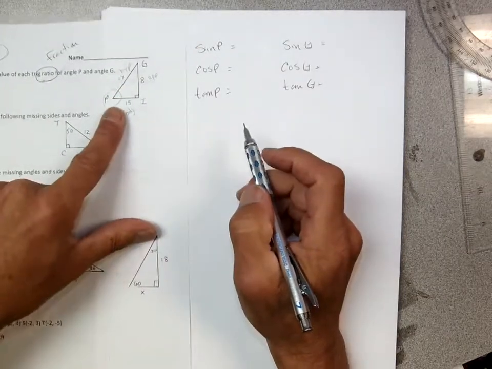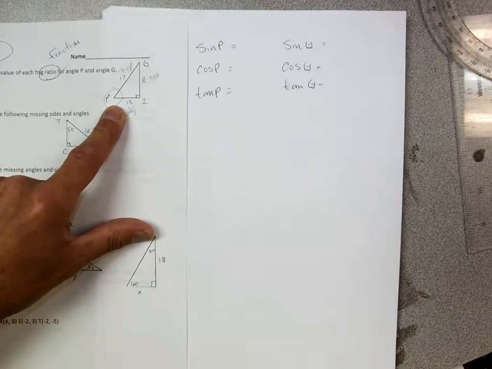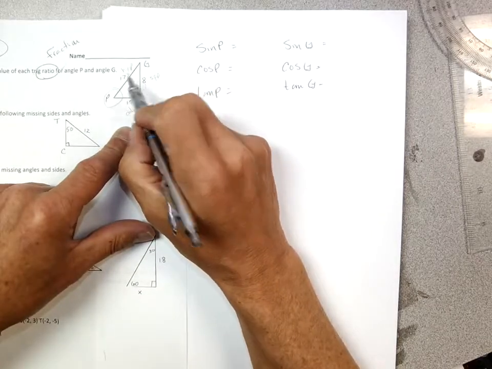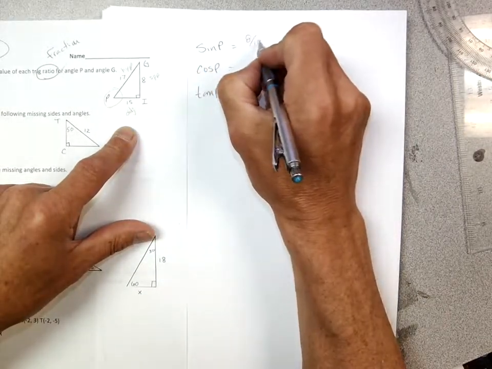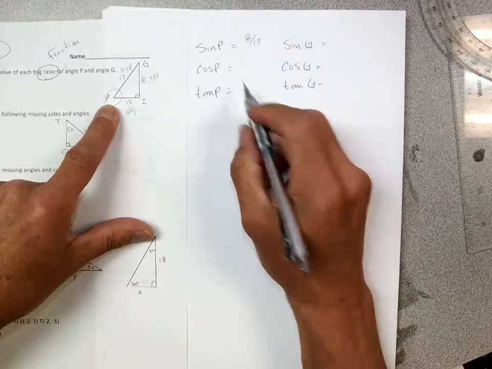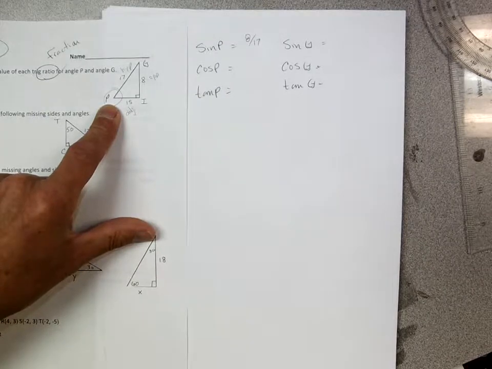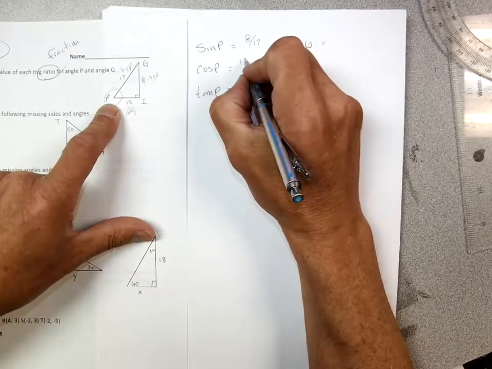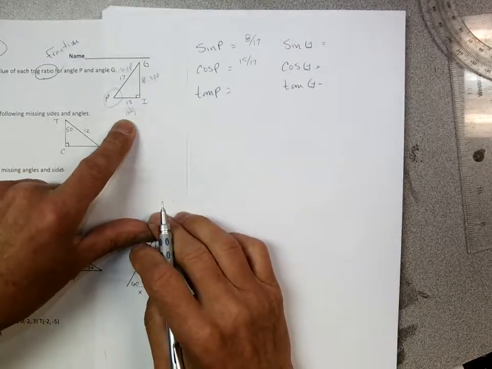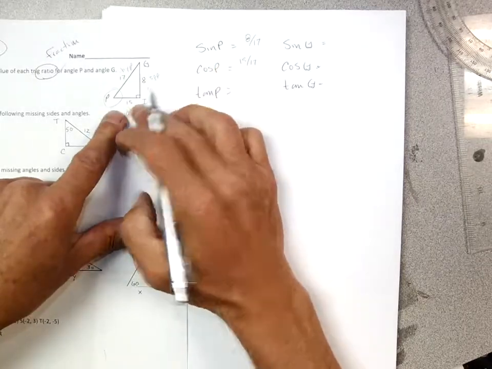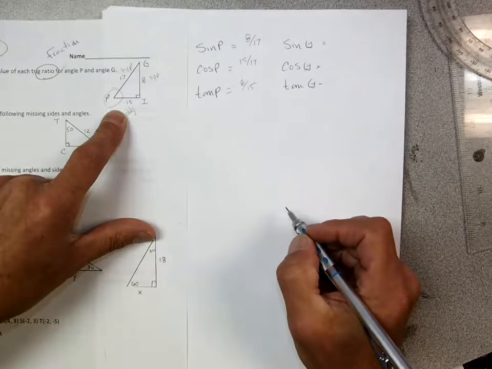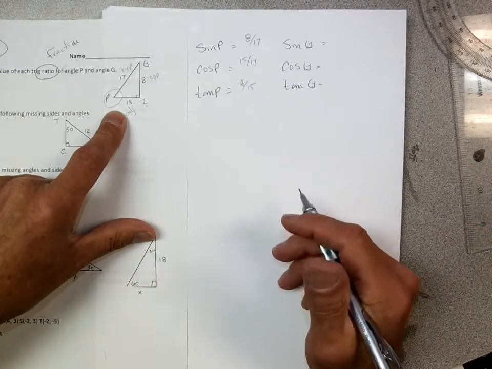So, sine. Sine is the opposite over the hypotenuse. So it's just going to be 8 over 17. That's all I want. I just want the fraction. Okay, 8 over 17. Cosine. Adjacent over hypotenuse. So I just want 15 over 17. I just want that fraction. That's all. Tangent. Opposite over adjacent, so 8 over 15. So far so good, everybody with me?